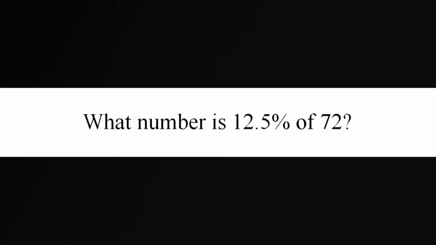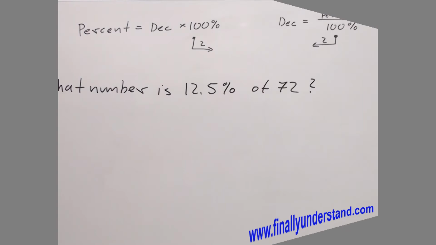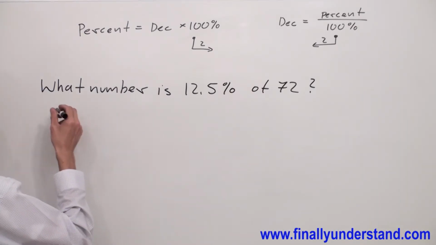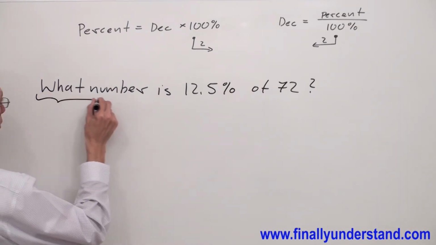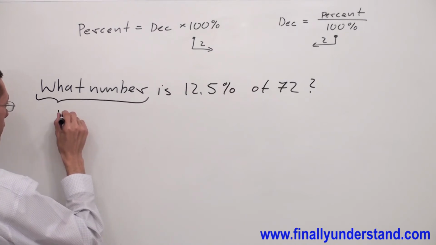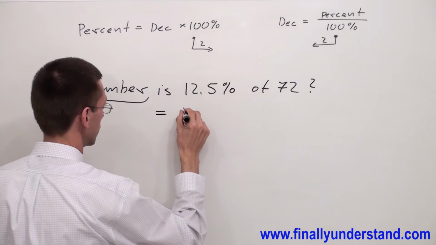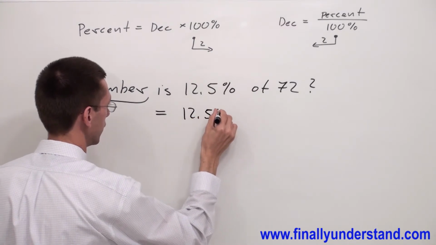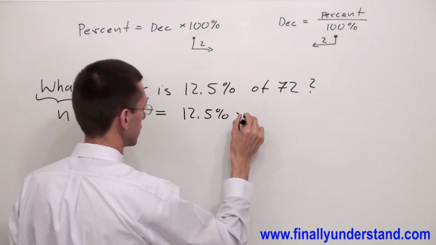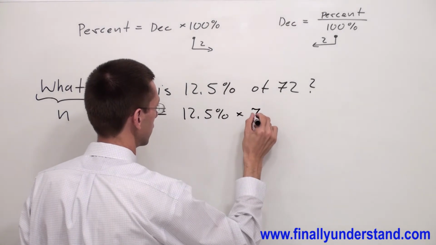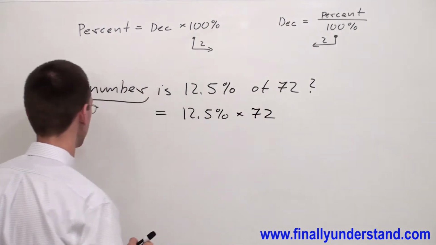What number is 12.5% of 72? What number, this is my unknown, I'm going to call this n, is my equal sign. I have 12.5% of, stands for the multiplication, and I have 72.